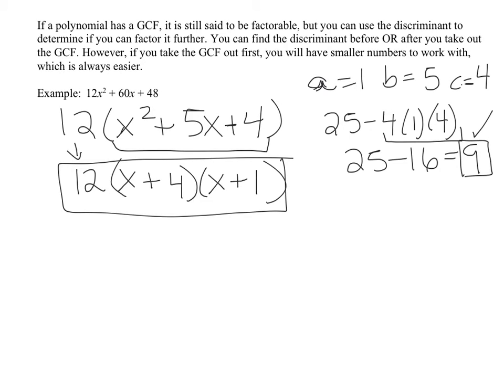Now, if you found the discriminant of this before you pulled out the 12, you still would have gotten a perfect square. It just would have been a very large perfect square. And so then you would go back and factor it. But don't forget about your GCFs. That's one of the biggest mistakes that we make.